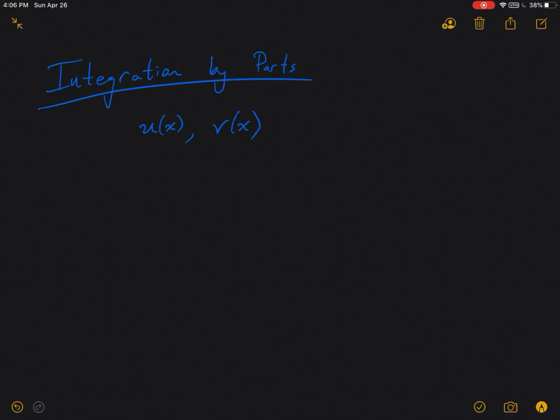So let's say that we have two functions of x. So I'll call them u and v. And let's say that we compute the derivative of u times v. So we know by the product rule that this is u times v prime plus v times u prime. So now let's think about integrating both sides of this equation. So I'm going to integrate both sides of this equation with respect to x.